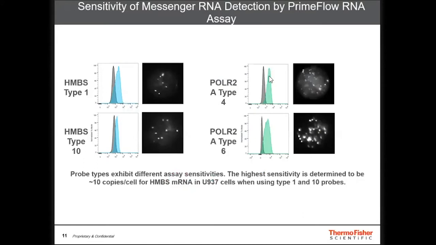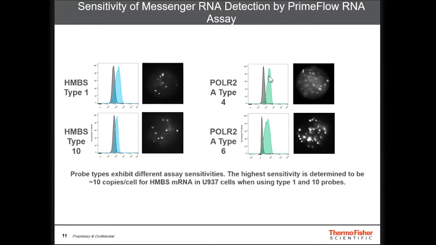And in terms of sensitivity, this varies a little bit depending on the target you're looking at, and certain probe types certainly are more sensitive than others. Our type 1 and our type 10, so the type 1 is the Alexa 647 here, are our most sensitive probe types. In this case, we're looking at a gene, HMBS, which is involved in the heme biosynthetic pathway. And with those most sensitive probe types, we can usually see down to about 10 copies per cell.